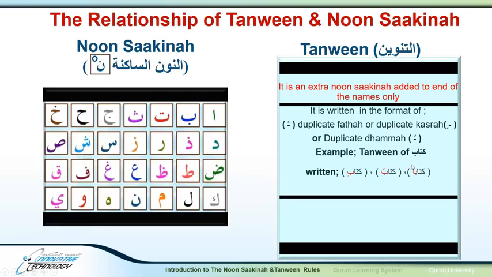Now a book with tanween fath, kitaban, or kitabun with tanween dhamm, or kitabin with tanween kasr: a doubled fatha, doubled dhamma, doubled kasra, and it is pronounced like this: kitaban, kitabun, kitabin. So basically, after the word kitab, there is a nun sakinah with a fatha on the last letter of kitab, and that's tanween fatha.